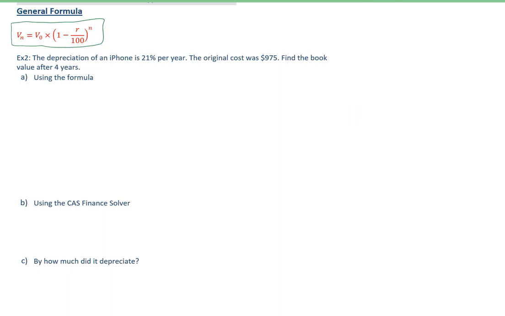So here I've got a little example. The depreciation of an iPhone is 21% per year. Again, I haven't specified, which I should have, so this is going to be diminishing. The original cost was $975, and I'd like to find the book value after 4 years. First we're going to do it using the formula, then using the finance solver, and then we're going to figure out how much value it actually lost over that time.